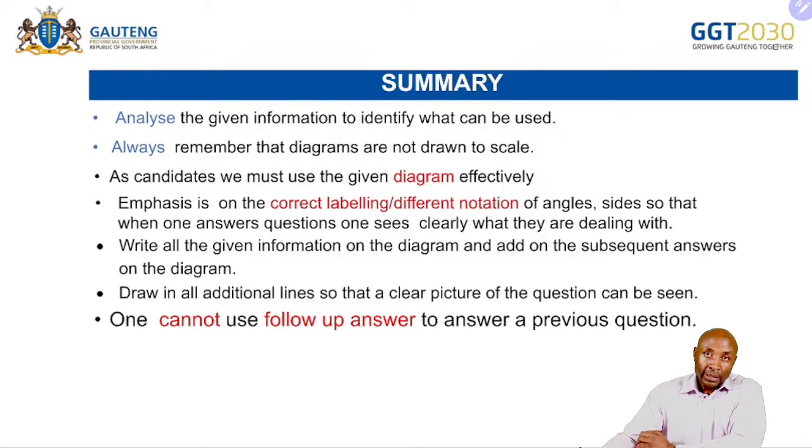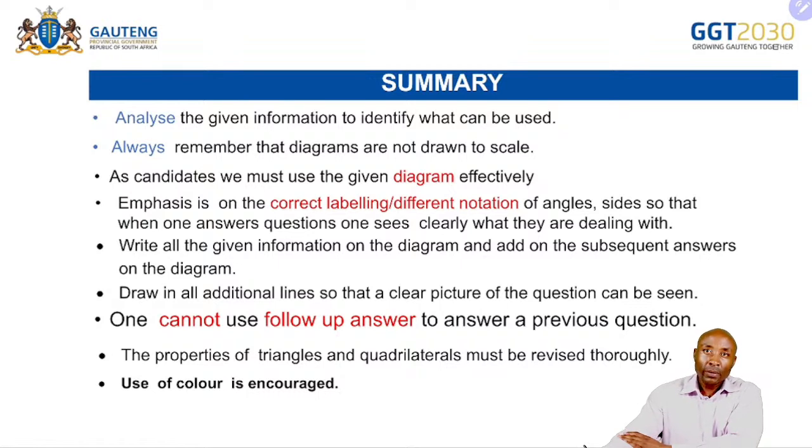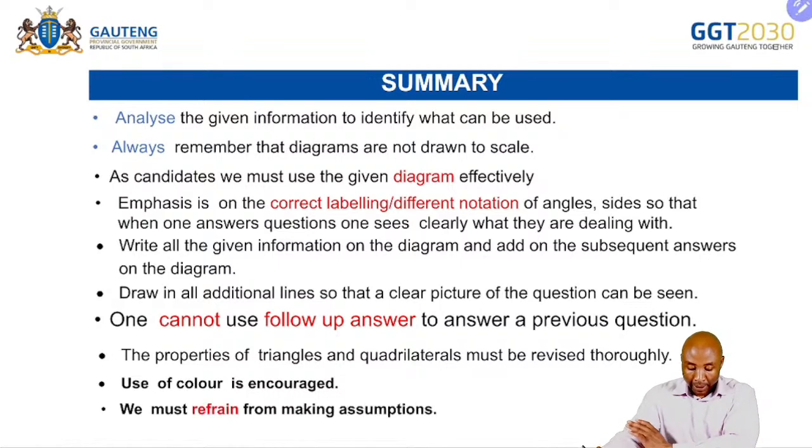I indicated this one, that we cannot use information given for 3.2 to answer 3.1, as this is not allowed. We must revise the properties of our triangles and quadrilaterals, and we also revise our transformation rules as they help us in answering analytical geometry questions. You can use color. It helps you see which sides are equal, which sides are parallel. And please refrain from making assumptions.